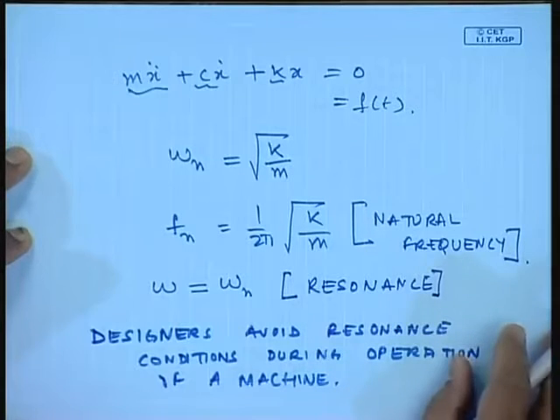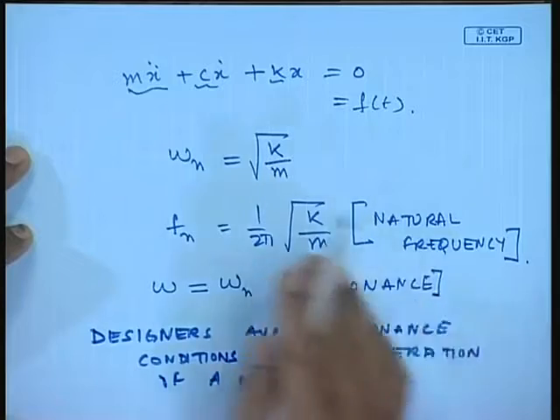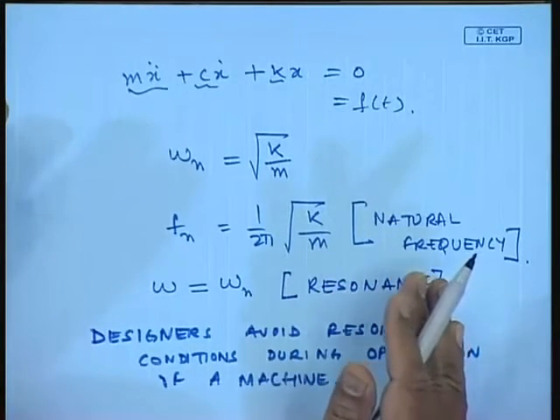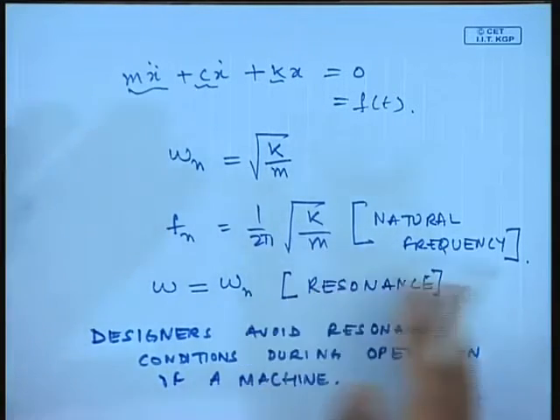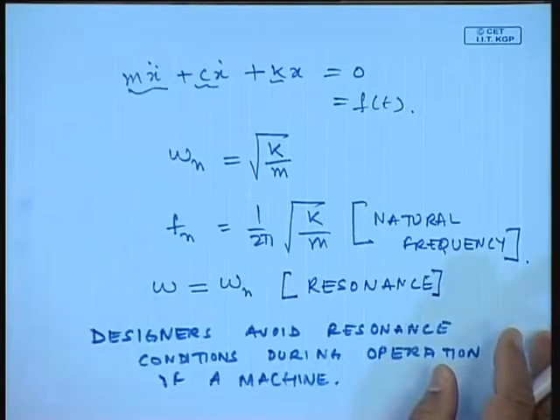So, we are supposed to not operate the machine at its resonance frequency. Designers always tell the safe operating speed of a machine such that the resonance conditions are avoided, because once we have resonances, there will be large motions, which will lead to large fatigue failure and finally a catastrophic failure of the machine.